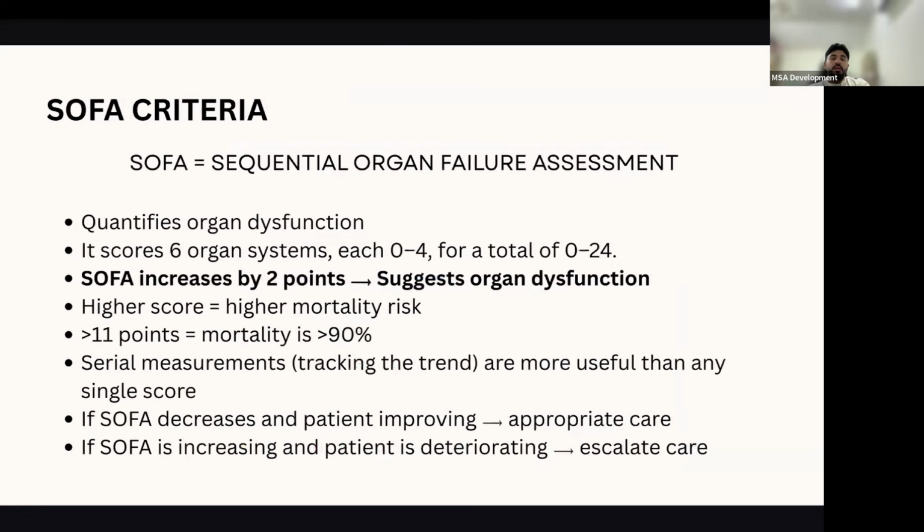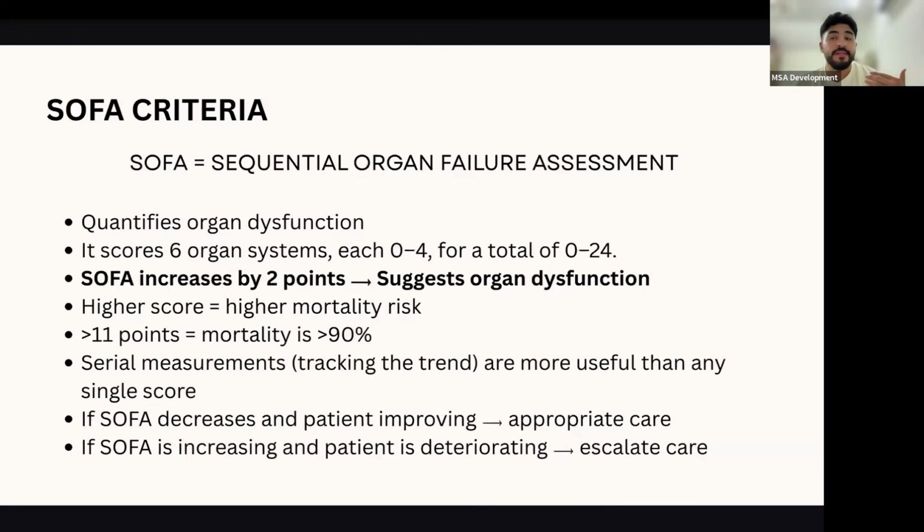Okay. Now, the SOFA criteria, it's basically we want to assess the organ failure that's happening in the body. So what you're going to do here is that you're going to score the 6 different organ systems, each out of 4, with a total of 24. If your SOFA happens to increase by 2 points, it immediately suggests that the patient is having some sort of organ dysfunction. The higher the score, the higher is your mortality rate.